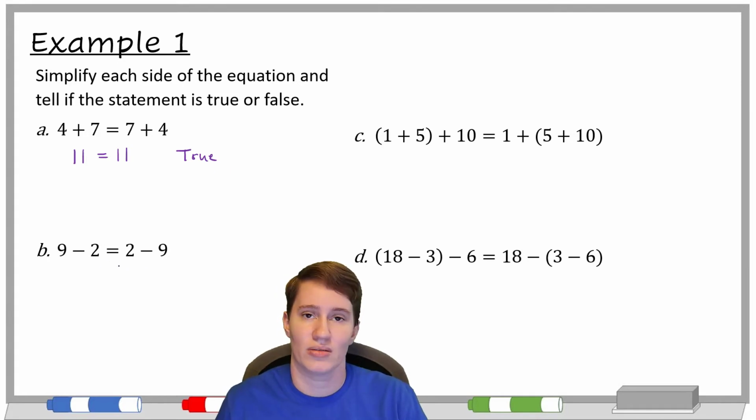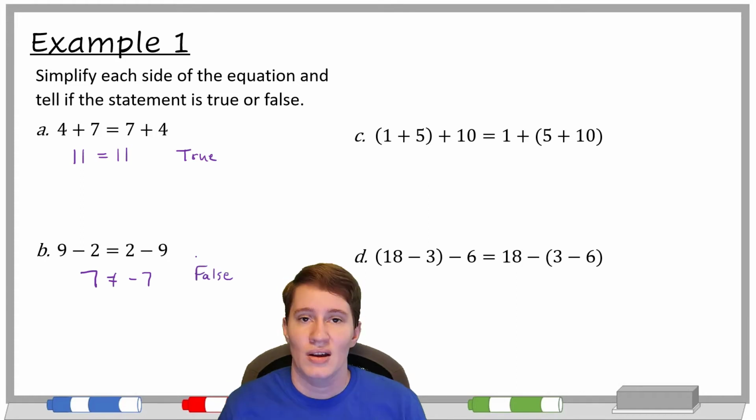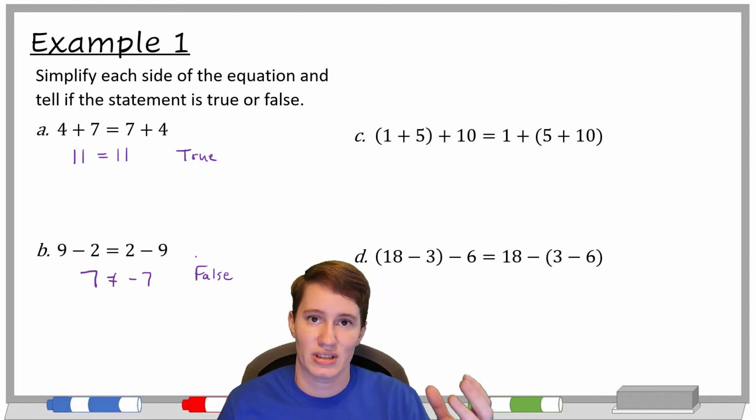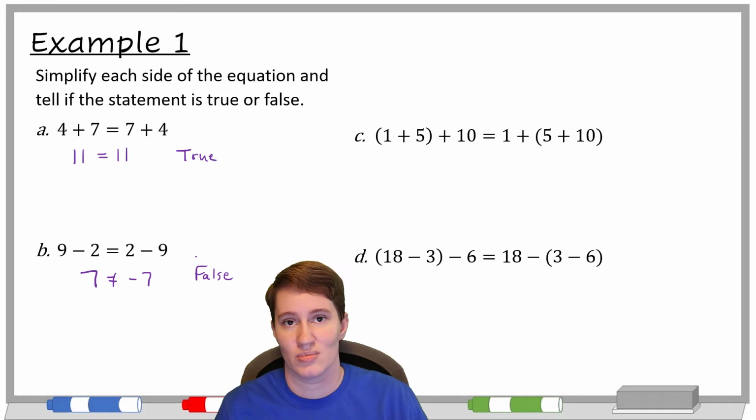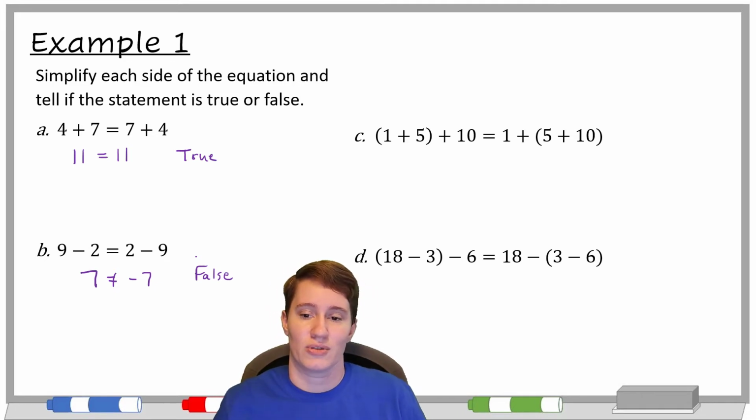Okay, down here, let's look at B. Now, we're subtracting. 9 minus 2 is 7. 2 minus 9 is negative 7. That helps us see that what we thought was true really is true: that it works for addition, but it doesn't work for subtraction. The order doesn't matter for addition, but the order does matter for subtraction.